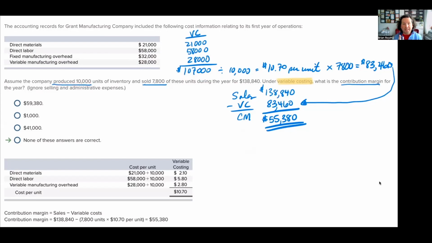Not the answer yet. We've got to divide that by 10,000 units, and that tells us it cost us $10.70 per unit to make, right? But again, we only sold 7,800. So we're only going to expense the cost associated with 7,800 units. If you multiply the $10.70 per unit times the 7,800 units sold, that gives us $83,460 in variable cost. When you subtract that from your sales revenue of $138,840, we get a contribution margin of $55,380. And unusually, none of these answers are correct.